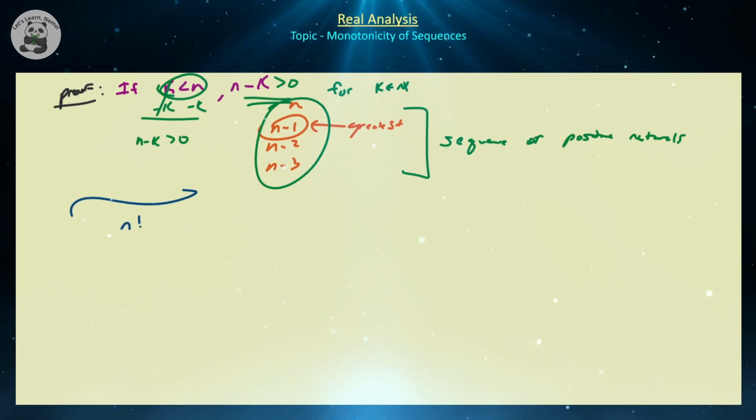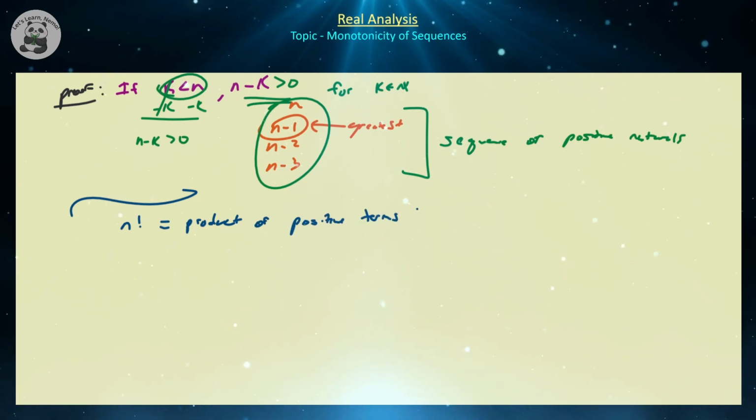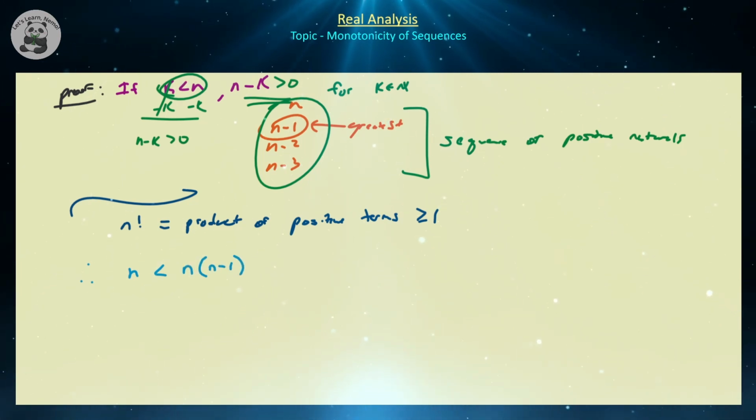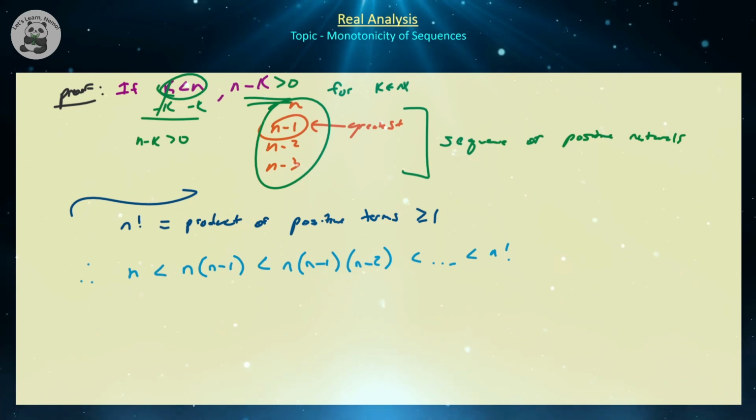So let's state that out. n factorial is just a product of positive terms. Moreover, they're greater than or equal to 1. Okay, so what does that mean? That means n will be less than n times n minus 1, and that's going to be less than n times n minus 1 times n minus 2, and we can continue this all the way down to n factorial in an inductive fashion if needed, right?